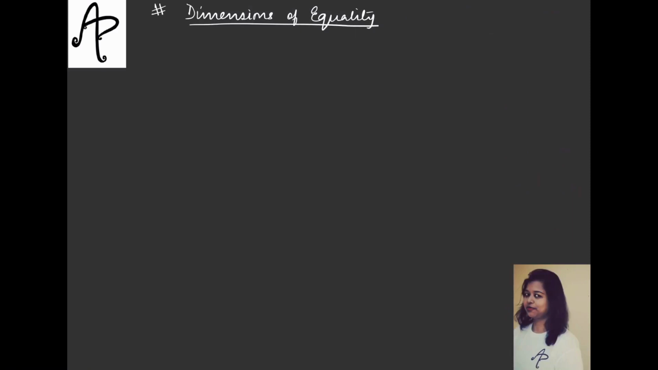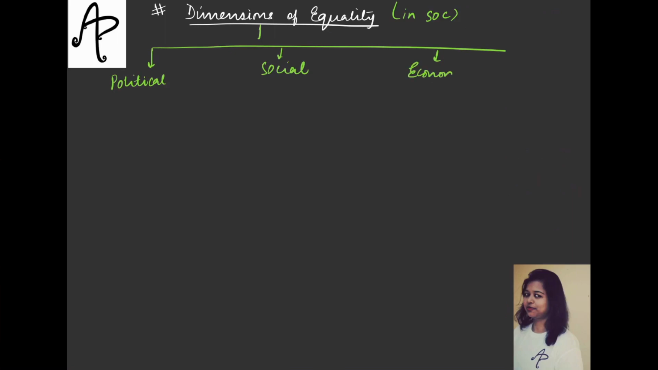Now when we talk about the dimensions of equality, which definitely exist in the society, we see it in three broader categories. One is your political, another is your social, another is your economic. These three broader classifications we have to cover here. When we talk about political equality, in a very broad concept, this is all about the political and the legal dimensions of it.